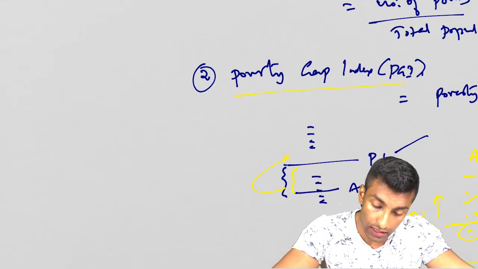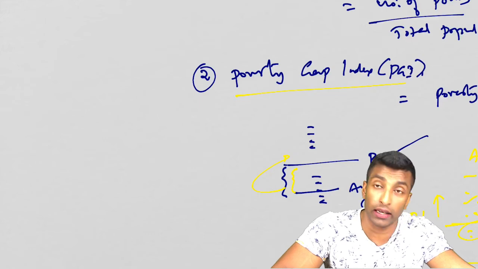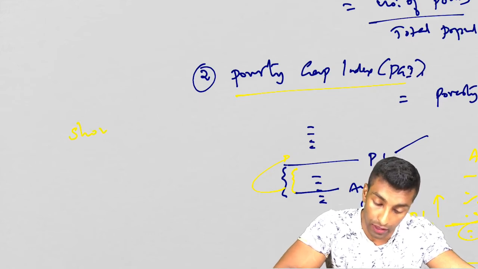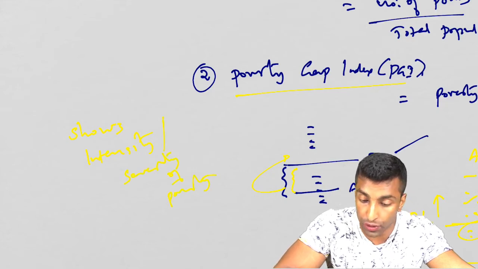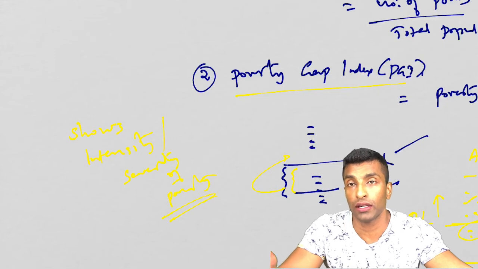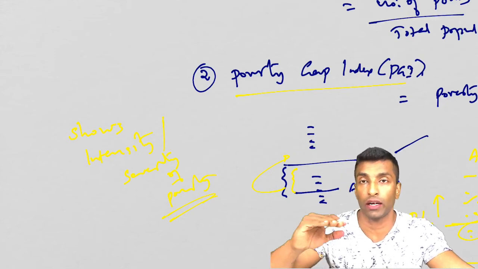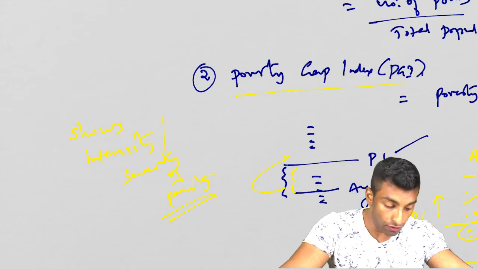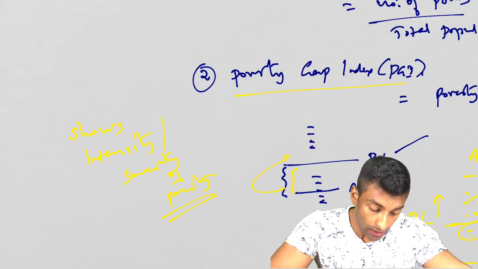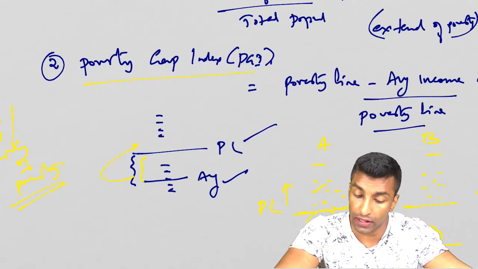Okay, so this shows the severity of poverty, or this shows the intensity of poverty. So the first one shows the extent of poverty, this shows the intensity or severity of poverty, how much effort that the government have to put in to take the people out of poverty. Okay, so I hope you understood with this example.